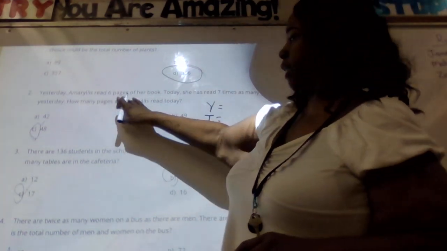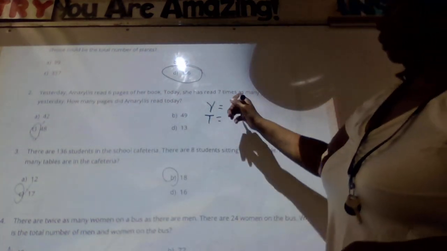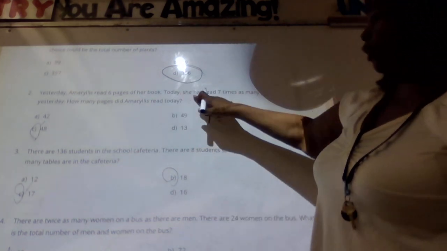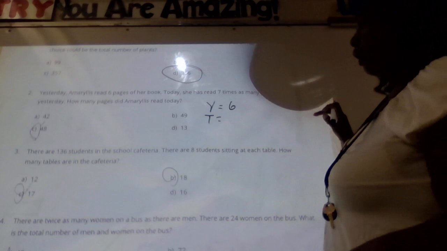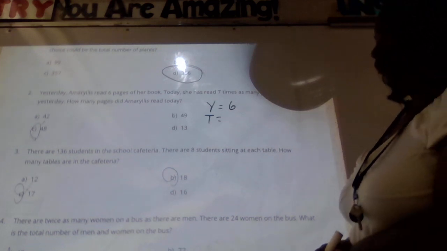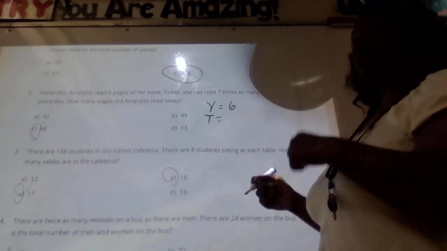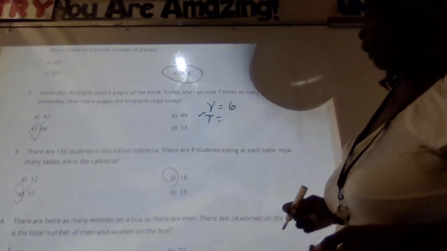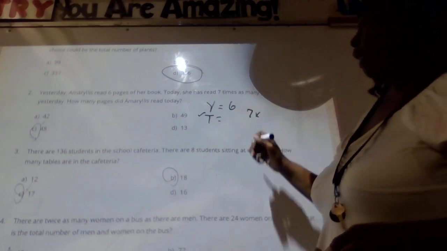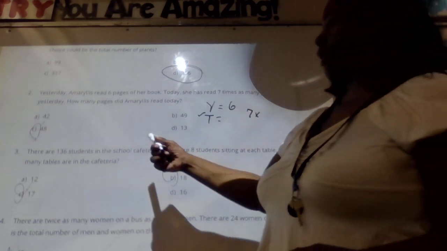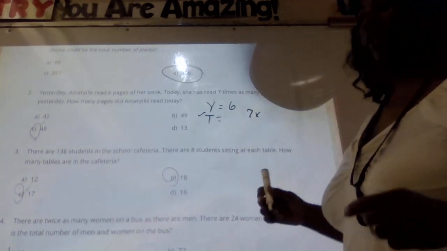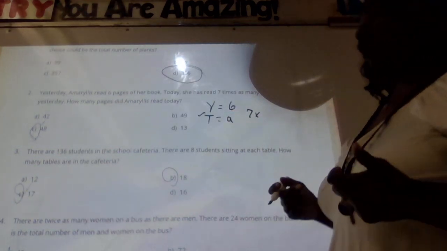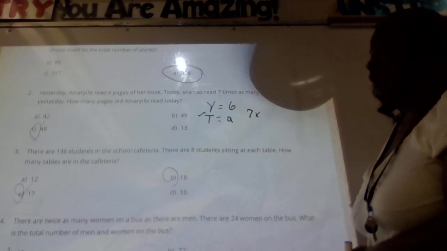Okay, go to my first sentence. Yesterday, Amaryllis read 6 pages of her book. So yesterday, I know I'm going to put 6. The next sentence. Today, she has read 7 times as many pages as she did yesterday. So I know today's answer is going to be bigger. Okay? And how many times? 7 times. Next sentence. How many pages did Amaryllis read today? Well, we don't know that yet.